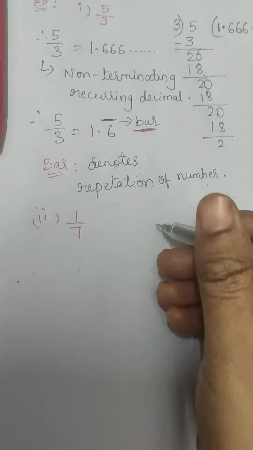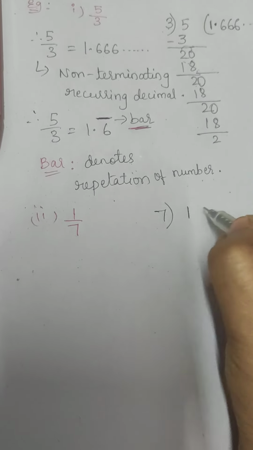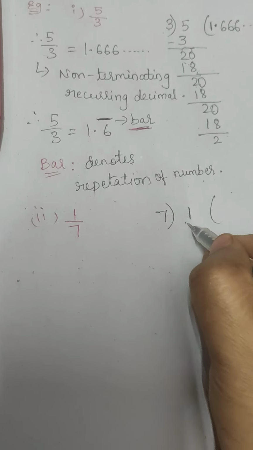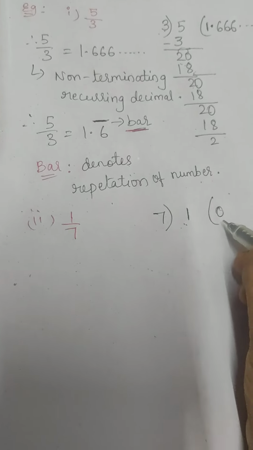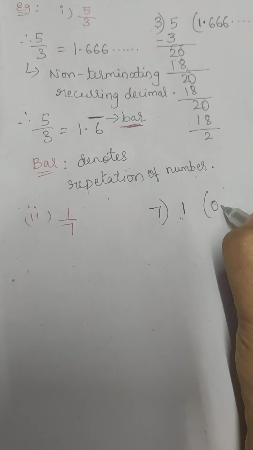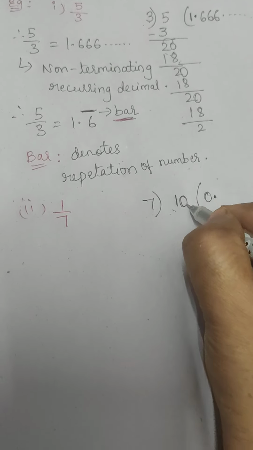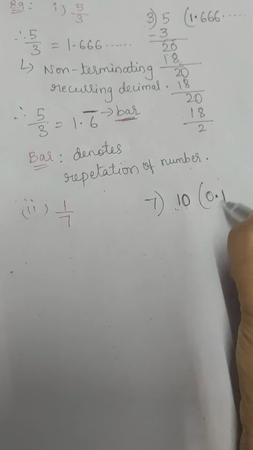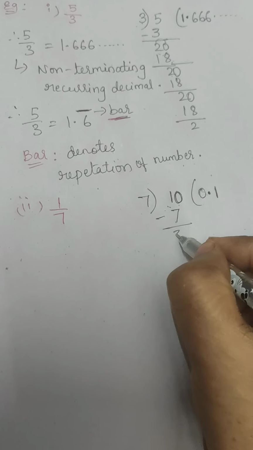Now 7 is the divisor and 1 is the dividend. Here we can see the dividend is smaller than the divisor, so just put a 0. 7 zeros are 0. Further, add a decimal point. After adding the decimal, take a 0 to the right side of the dividend. Now 7 ones are 7. 10 minus 7 becomes 3.